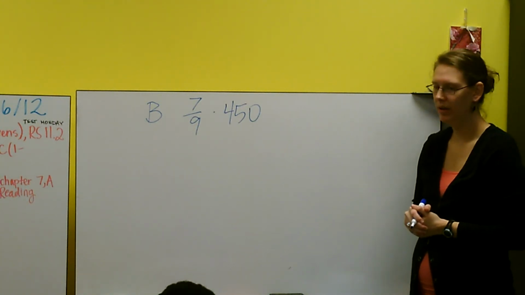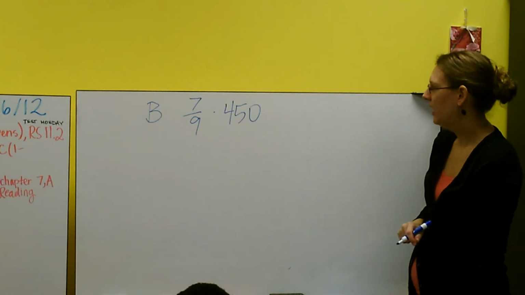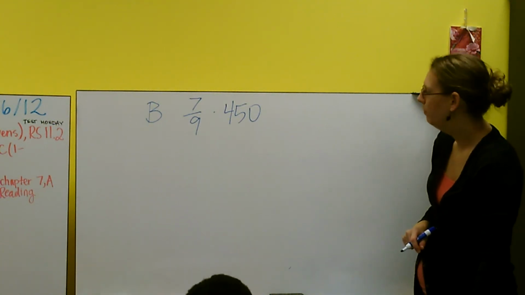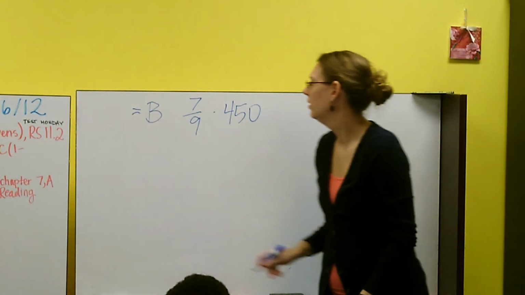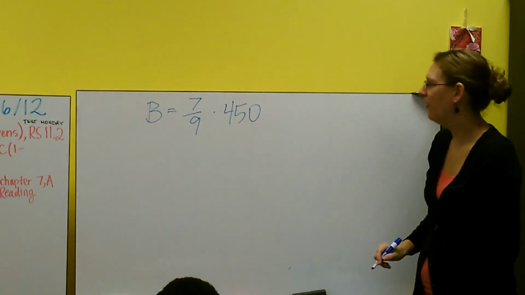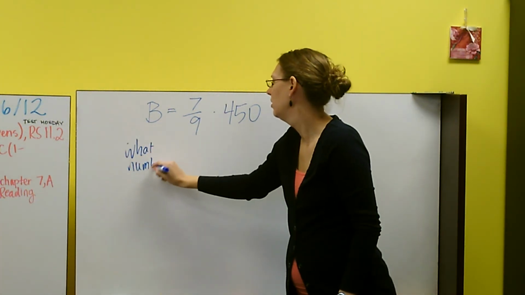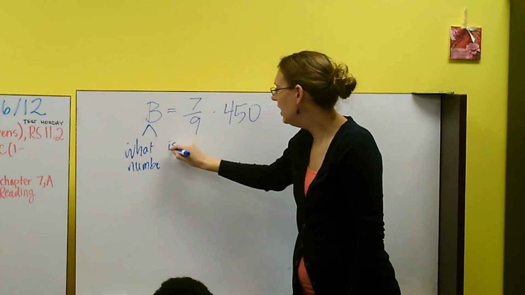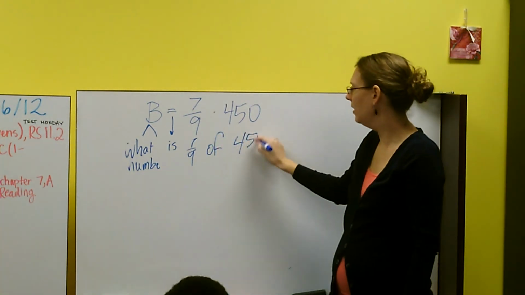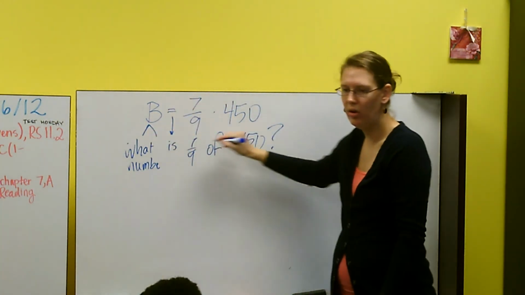Still not quite there yet. What else is missing? You need to actually look at the question. An equal sign. Where does that go? Middle. Between B and 7 over 9. Okay, good. So if we look at this question, it says what number? B is what number? Is 7 over 9 of 450.